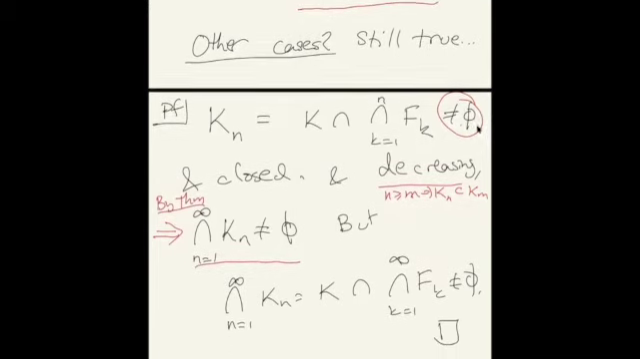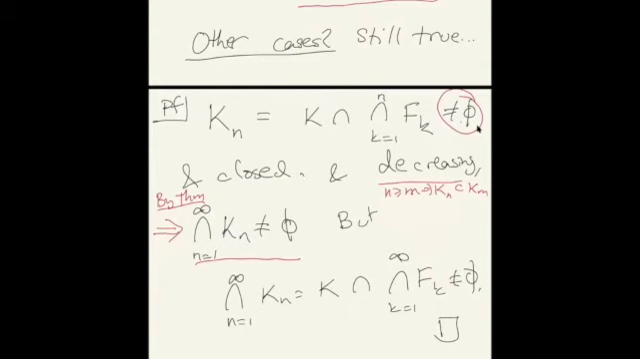But what is the intersection? The intersection is K intersected with all the FKs, because here you're adding more and more sets. And therefore we know that this intersection is not empty. And this concludes the contrapositive proof. You could also formulate this as a contradiction proof if you wanted.